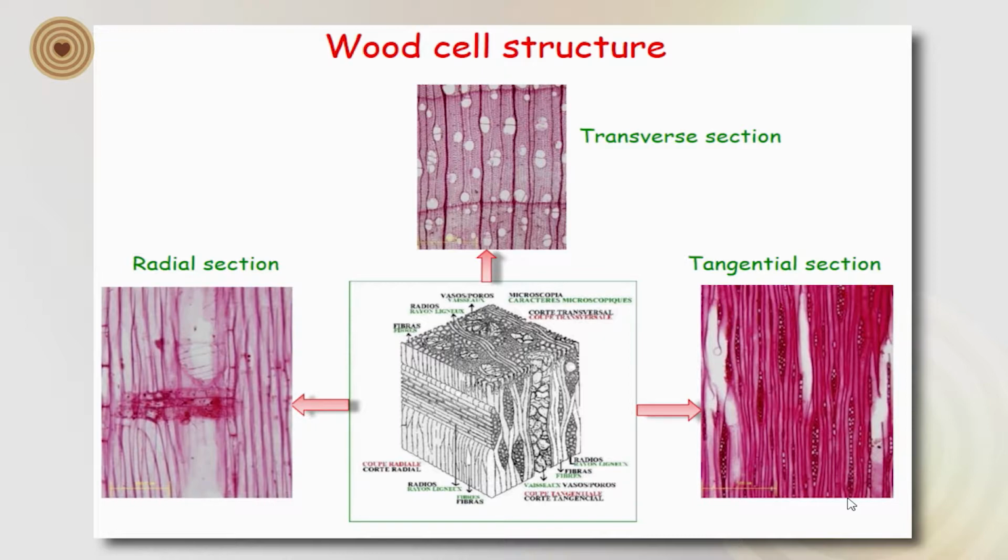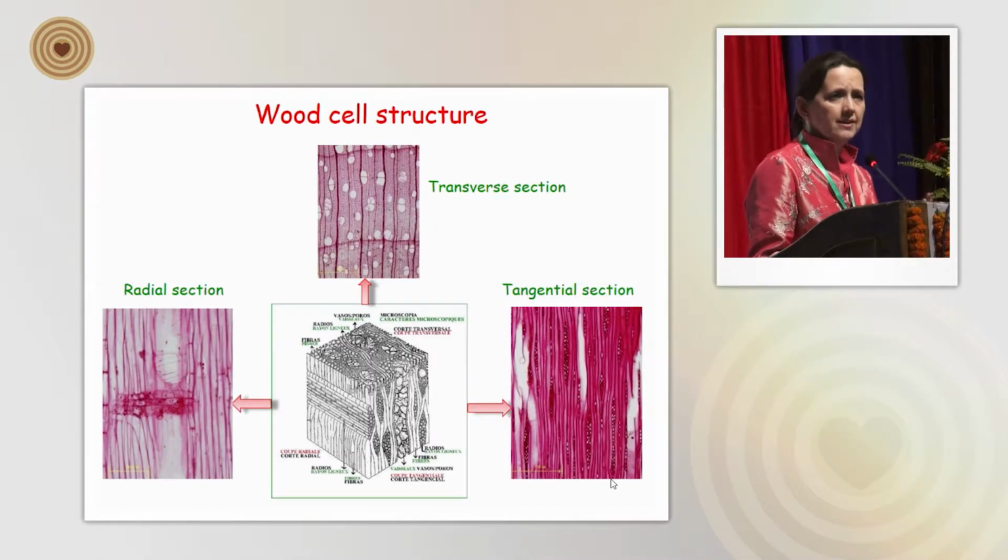So if we have a small piece, you need the 3 sections, the transversal section, the radial section, and the tangential section. And each section shows a specific pattern, and thanks to this pattern we can do the wood identification, because each wood species has its specific pattern.